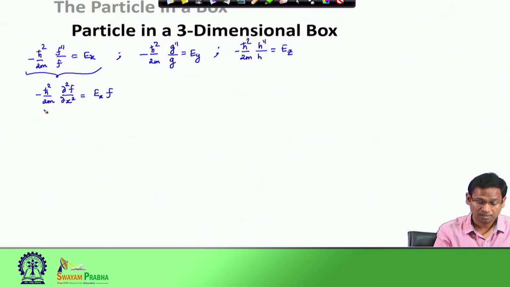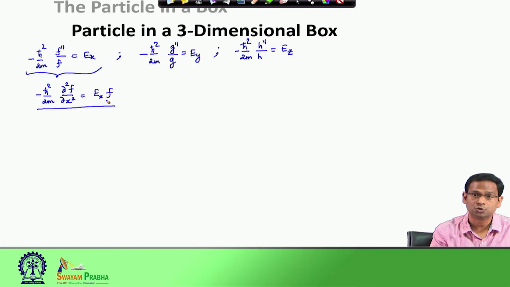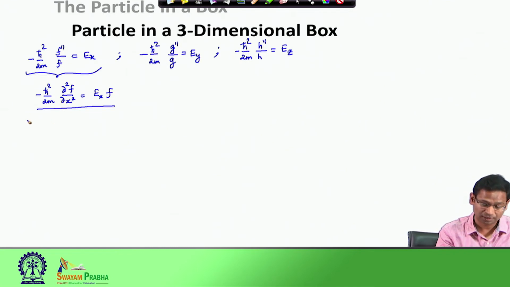if you look carefully, we have already seen an equation like this: minus h bar square by 2 m d square by dx square, the second derivative of a function, and on the right hand side we have E x times the function. So, you would identify immediately that this is a Schrodinger equation with respect to the x dimension for a function f, and we know its solution. We can also write down the homogeneous second order differential equation.